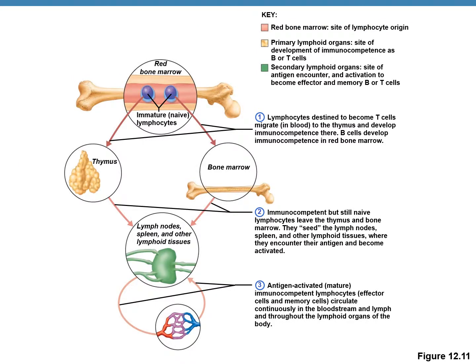This figure shows the journey of the T cells and the B cells starting from the stem cells in the red bone marrow all the way up to when they become fully functional antigen activated immunocompetent cells.